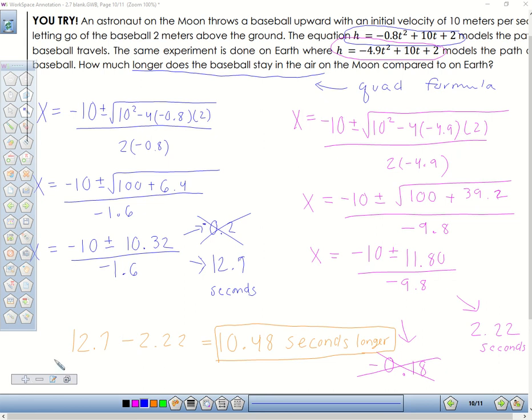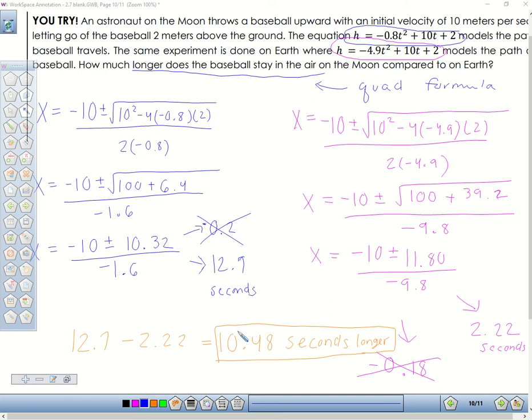When I do the quadratic formula for each one, I'm going to get two answers, a negative answer and a positive answer. My negative answer I'm going to reject in both cases because it's not possible to have negative time. So that's an extraneous solution. So basically, on the moon, the ball takes 12.7 seconds to hit the ground if you throw it in the air. And on Earth, it only takes 2.22 seconds. And then you just subtract those from each other, and that would give you the difference.